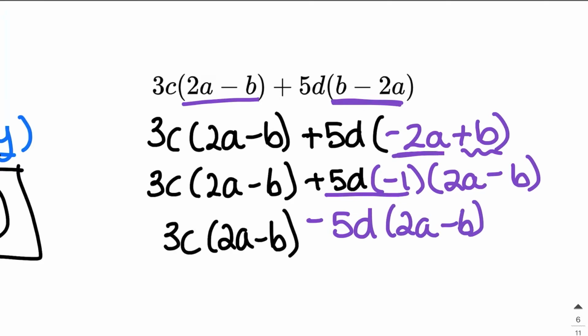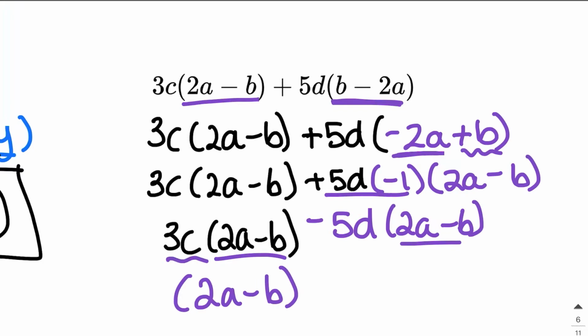And now they have something in common. They have that 2a minus b is in common. And when I factor it out of the first term, I have a 3c left over. When I factor it out of the second term, I have a minus 5d left over.